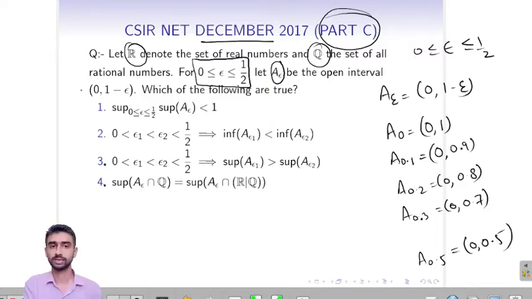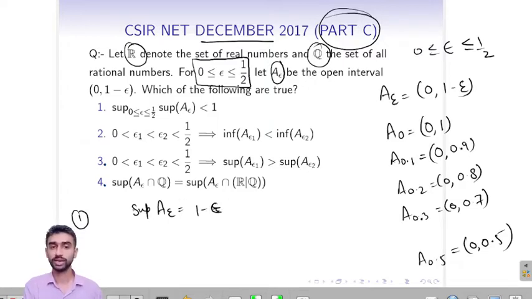So now what he is asking in the first option, he is saying the supremum of this thing, 0 to epsilon, 1 by 2, and the supremum of epsilon is less than 1. So what is the supremum of this A epsilon, which is 0, 1 minus epsilon? What can be the supremum of this set? 0 can't be the supremum. No? 0 is less than all the other points of the interval. So always the supremum of A epsilon will be the element 1 minus epsilon, and whatever the value of epsilon is, it will be the supremum.